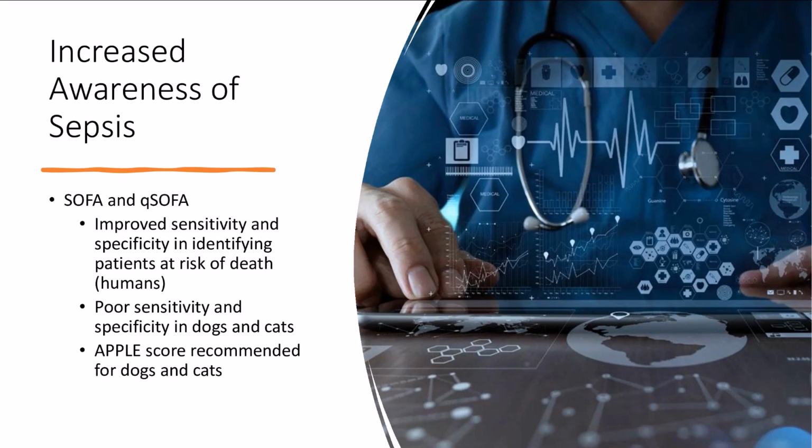What is an Apple score? It's the Acute Patient Physiological and Laboratory Evaluation. That has about a specificity of 85% if you take a score above 25 to predict death from your patients on admission. So Apple scores are utilized in dogs and cats.